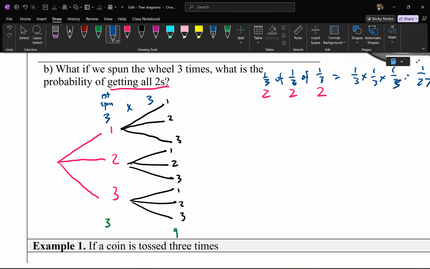Now, using that logic, without drawing the next one, how many options do you think I would have if I actually spun it 3 times? So the third time I could have got 1,1,1, and then 1,2,3 again. So it's 1, 2, 3. But let's just look at the pattern. How many total options do you think end up here? What was that? 27. There's 27.